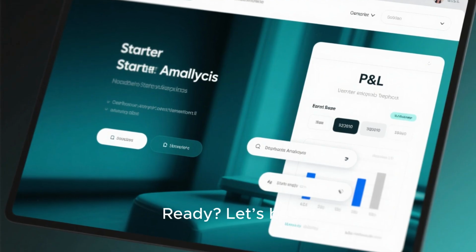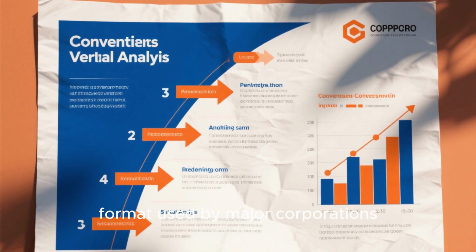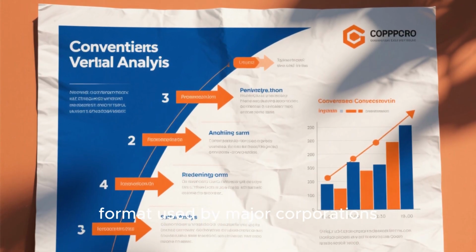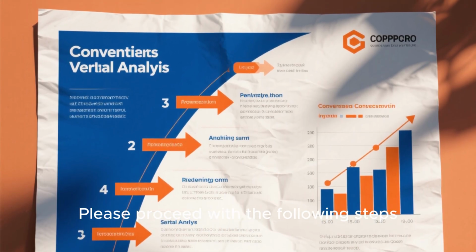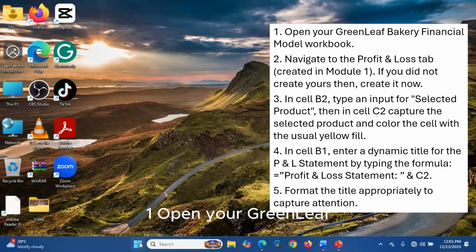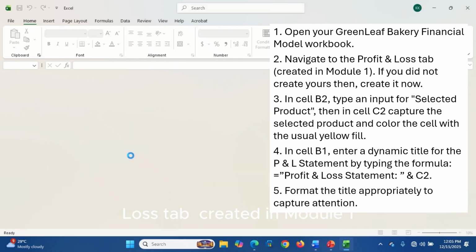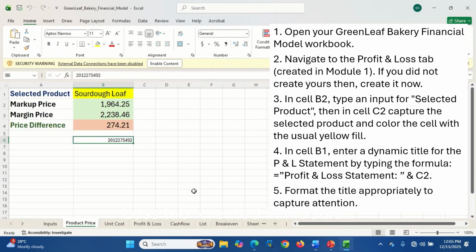Ready? Let's begin. This template follows the standard vertical analysis format used by major corporations. Please proceed with the following steps. Step 1. Set up the worksheet. 1. Open your Greenleaf Bakery Financial Model Workbook. 2. Navigate to the Profit and Loss tab created in Module 1. If you did not create yours, create it now.